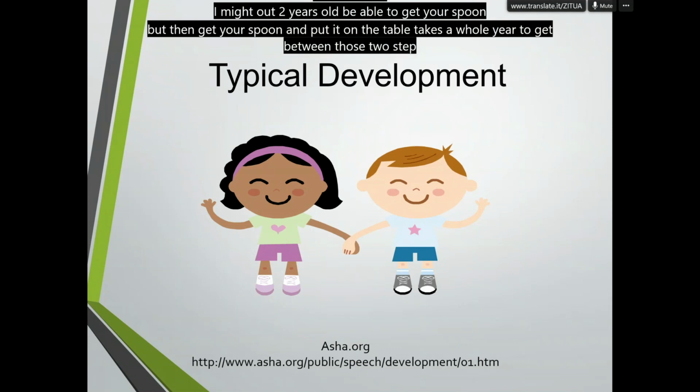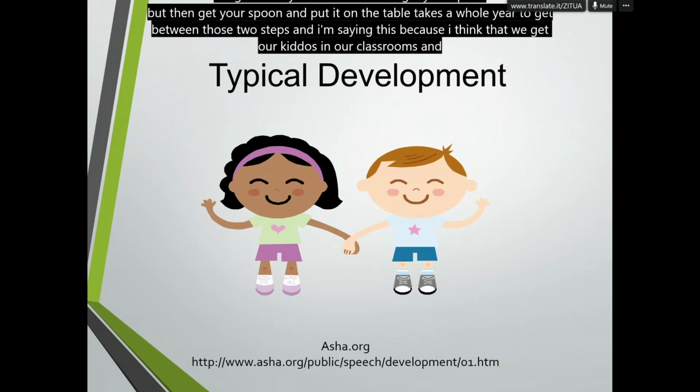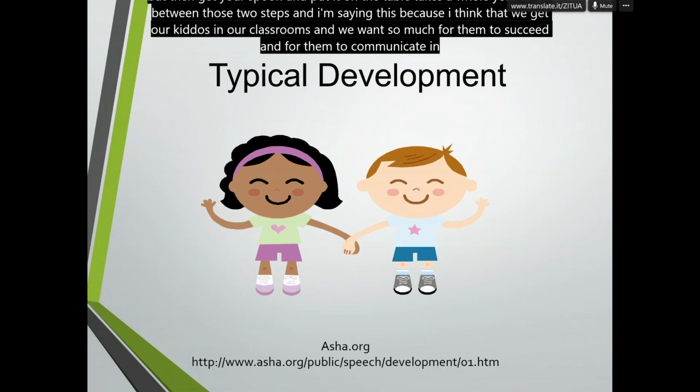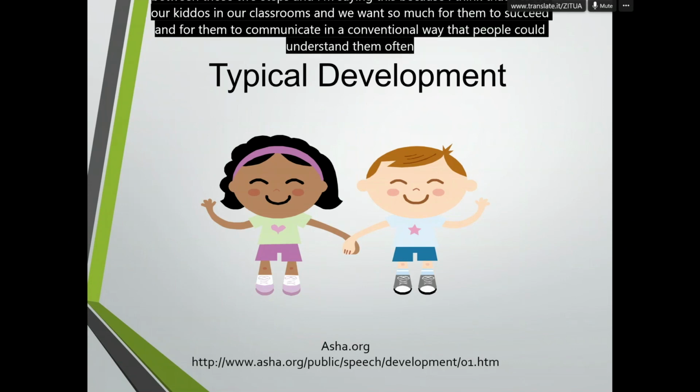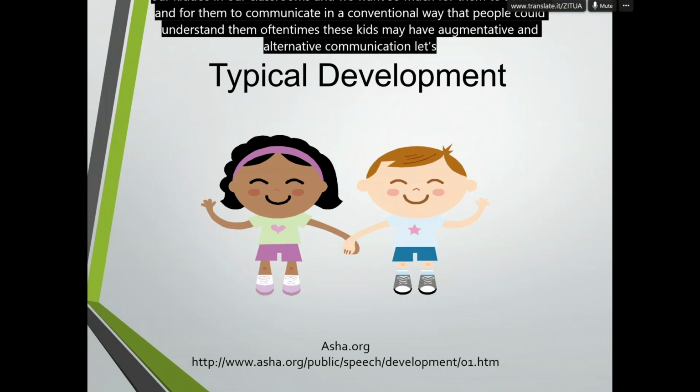And I'm saying this because I think that we get our kiddos in our classrooms and we want so much for them to succeed and for them to communicate in a conventional way that people could understand them. Oftentimes these kids may have augmentative and alternative communication. Let's say they begin to communicate with 1 word and we're so excited we're pushing them to 2.